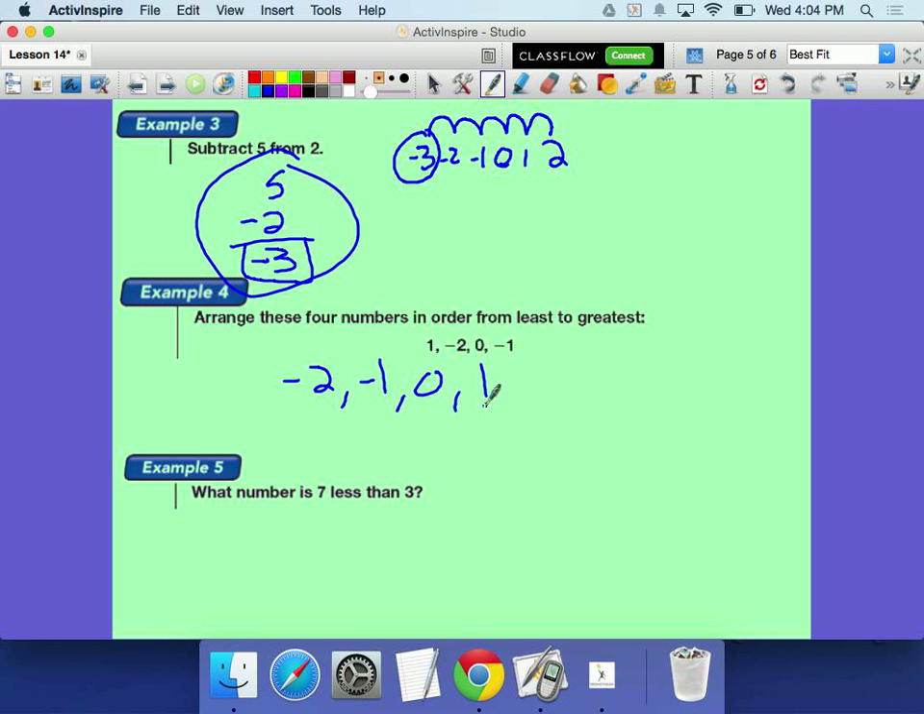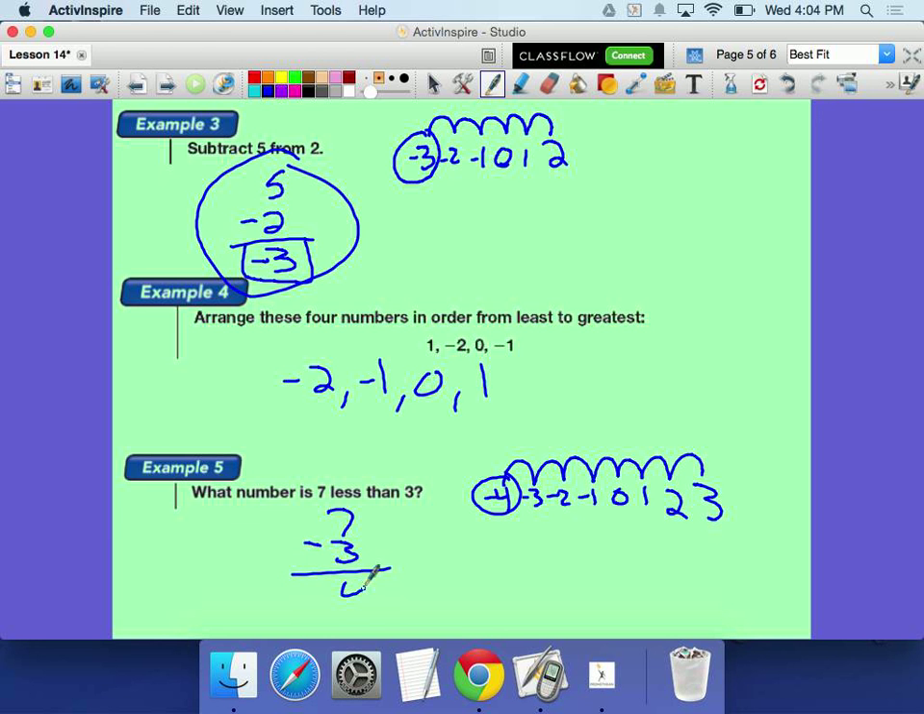Example 5, what number is 7 less than 3? If I have 3 here, I go 1, 2, 3, 4, 5, 6, 7. 2, 1, 0, negative 1, negative 2, negative 3. I get negative 4. The other way, 7 minus, I flip them around, 7 minus 3 gets 4. I know it's going to be negative because I flipped them around. My answer is negative 4. Either way you do that, it should work out.